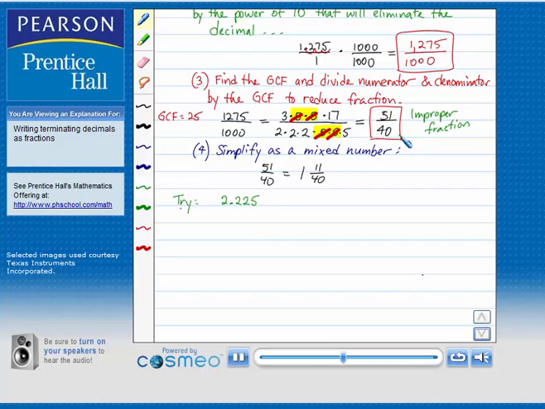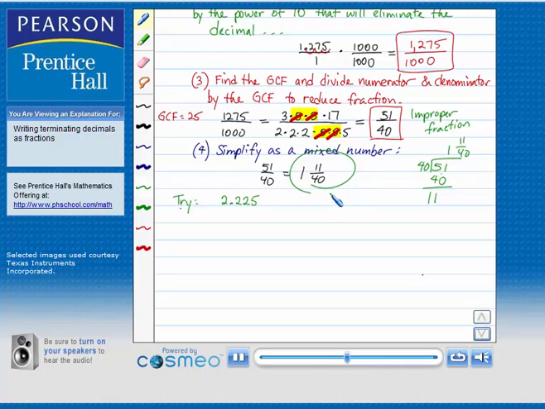Many times, though, you want to take an improper fraction and simplify it to a mixed number. So in that case, you're just going to divide 40, the denominator, into 51, the numerator. 40 goes into 51 one time, so 1 times 40 is 40. Subtract. That gives me a remainder of 11. 40 doesn't go into 11, so that becomes my remainder, 1 and 11/40. And that's the way I would write my answer.